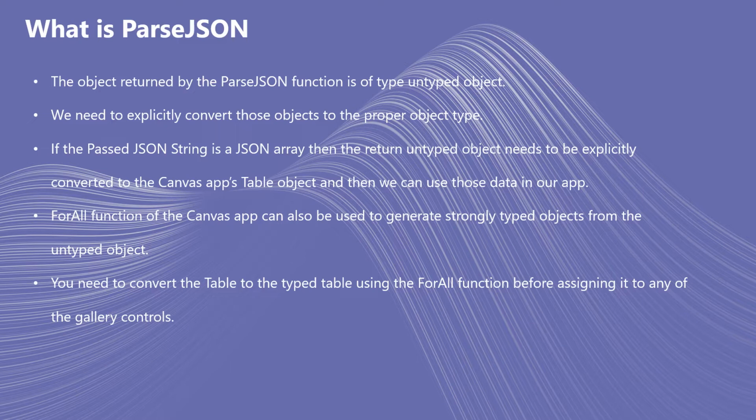You also need to convert that untyped table object to the typed table using the ForAll function before assigning it to any of the gallery controls. Let's say I want to use my Parse JSON output in a vertical gallery. Then before doing that, I have to convert that to some type of typed object instead of the untyped object.